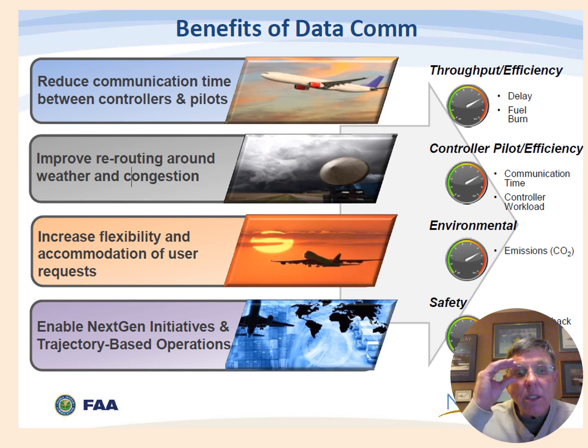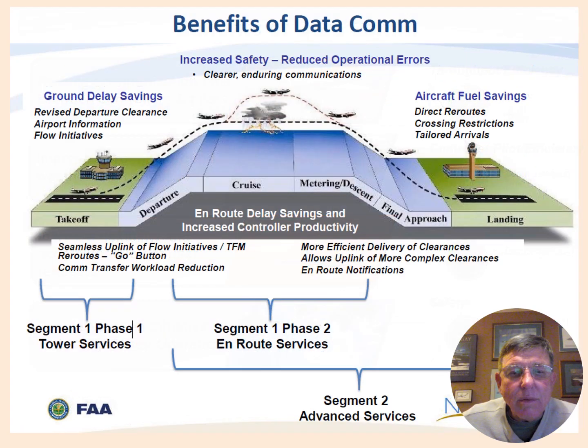All right, so some of the benefits of that: reduced communications time between controllers and pilots. They want to say rerouting around weather and congestion, flexibility, and enabling NextGen initiatives and trajectory-based operations, meaning being able to go direct. So faster, more efficient. They like to throw in environmental and, of course, safety. Right. So the whole route goes through there.